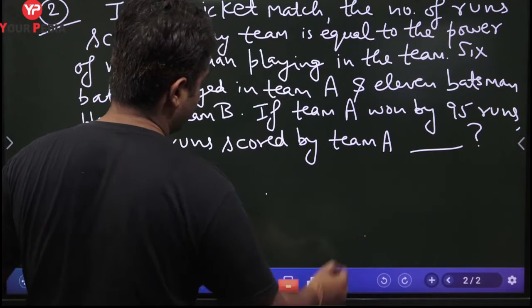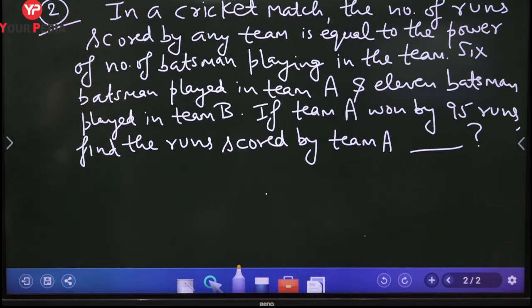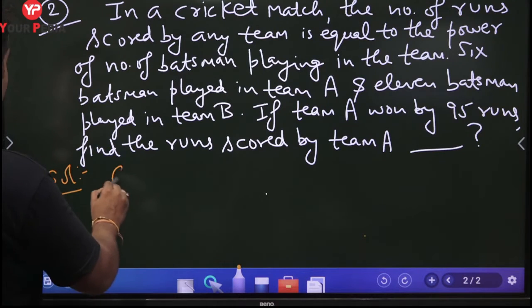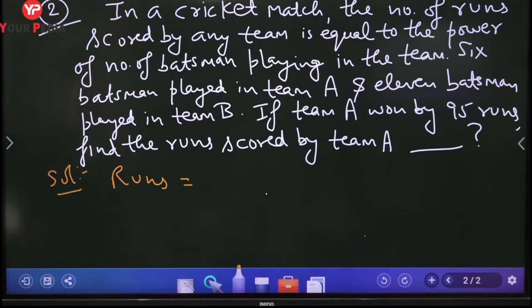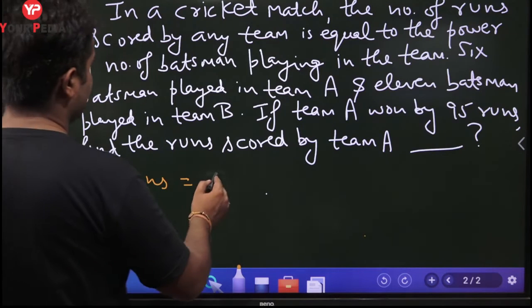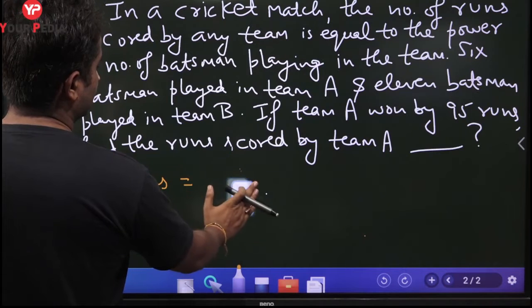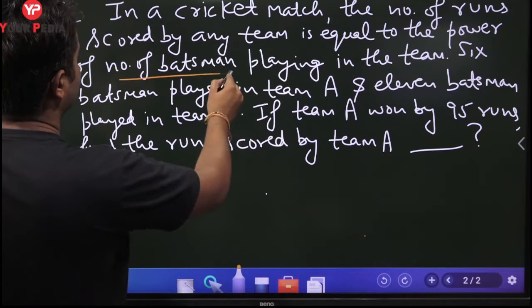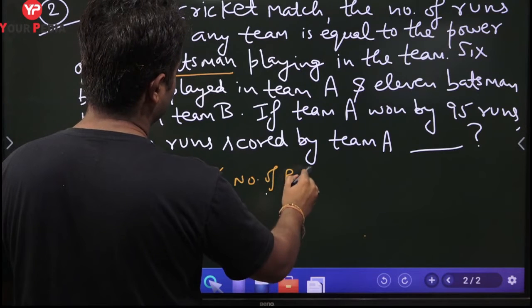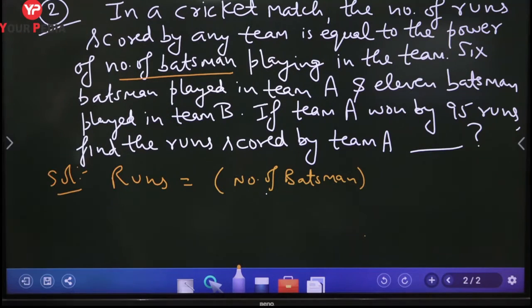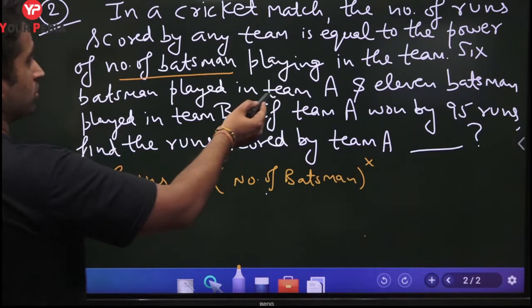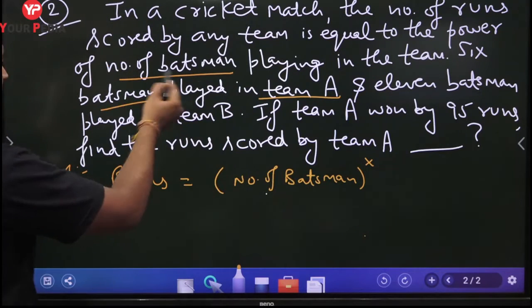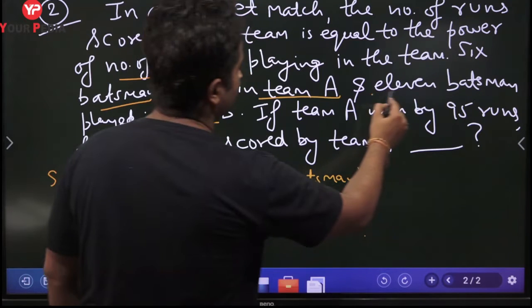Now see here, in these types of questions, the number of runs scored by any team is equal to a power of the number of batsmen playing in the team. So 6 power something is equal to the power of the number of batsmen playing in the team, let's say x. There are two teams: in team A, 6 batsmen are playing, and from team B, 11 batsmen are playing.